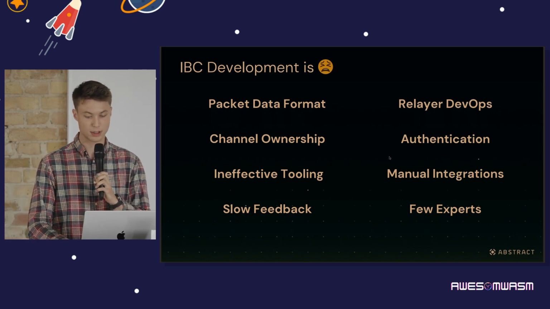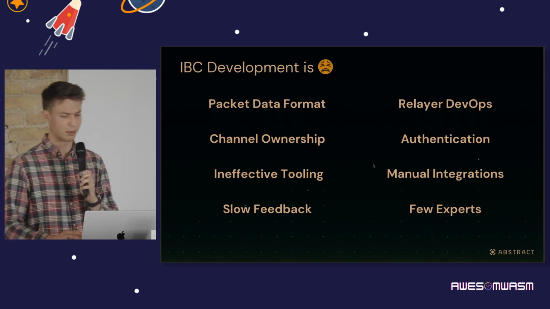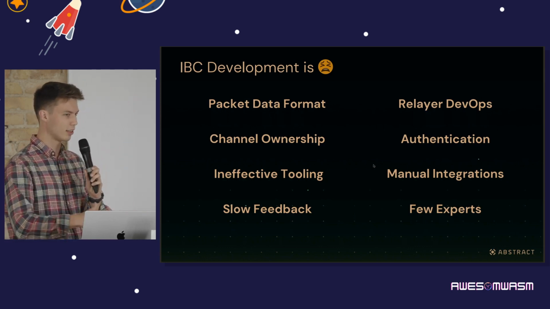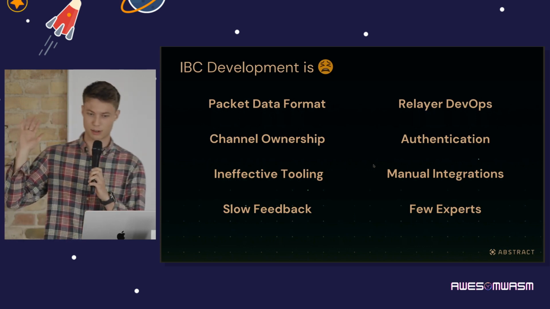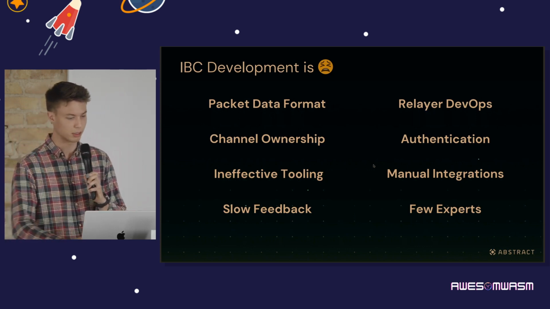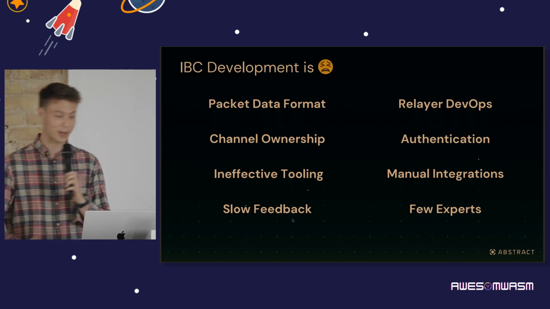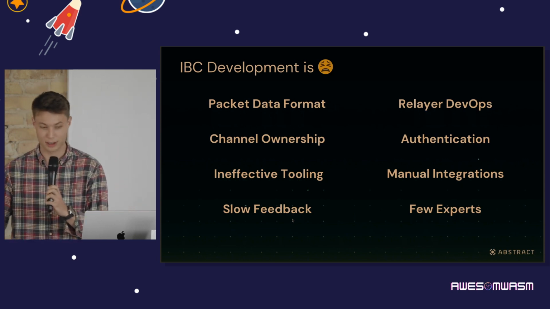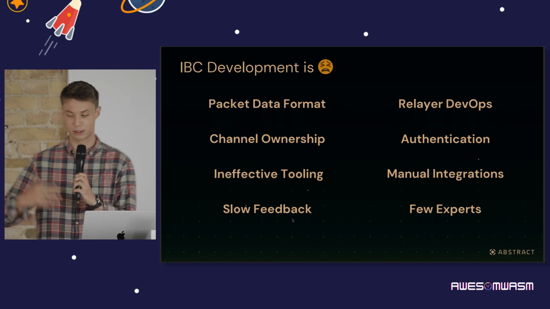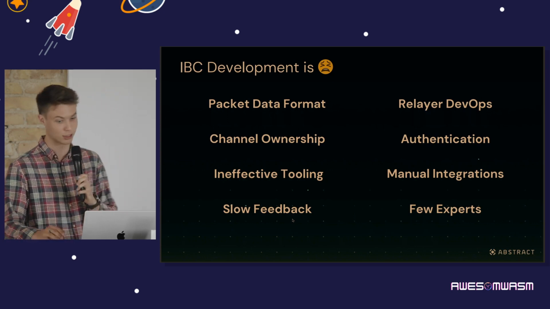Manual integrations. With this, I mean the different standards, like token transfers. IBC hooks has been a complete mess to use in AwesomWasm. Slow feedback, because the testing isn't great. You have to spin up chains. You have to test your IBC with relayers. It takes a lot of time to set those up and also to run the tests themselves, because you have to wait for block production.